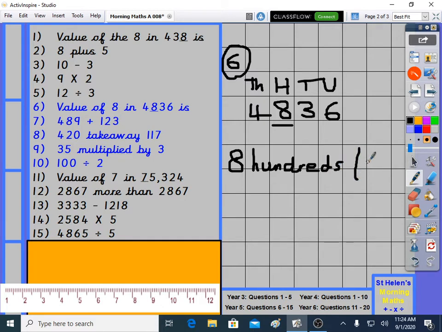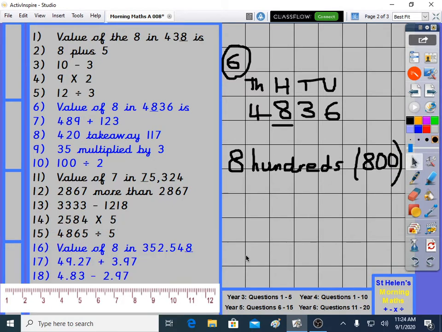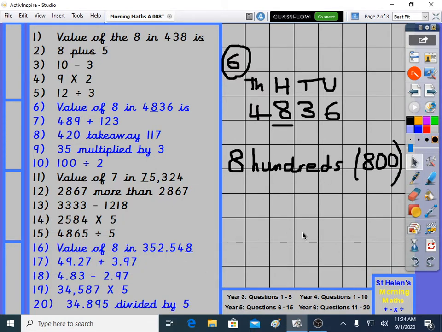How do you write that in digits? 800. 800s is, of course, 800. Let's get rid of this in case people need it. And we're on question 7.